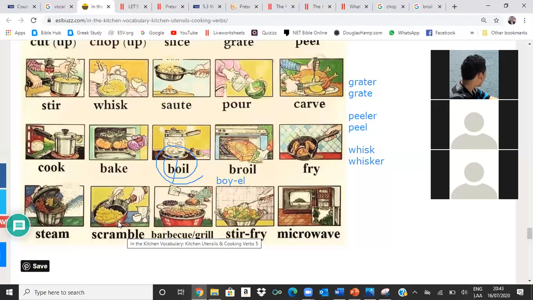¿Qué quiere decir scramble? For example, have you ever heard scrambled eggs? Revolver. So, digamos que voy a un restaurante en Estados Unidos y yo quiero pedir huevos revueltos. How do I say it? Scrambled eggs. For example, you go to a restaurant and you say, please, can I have scrambled eggs?